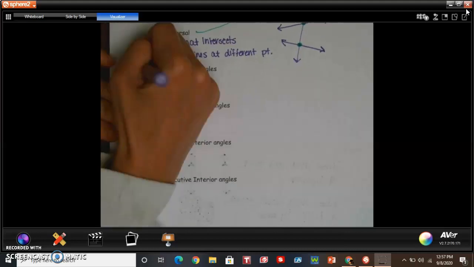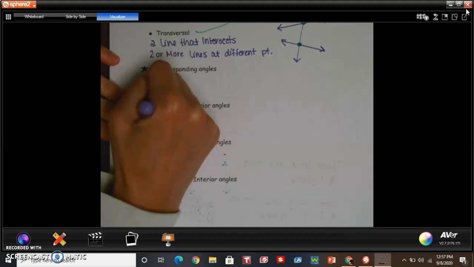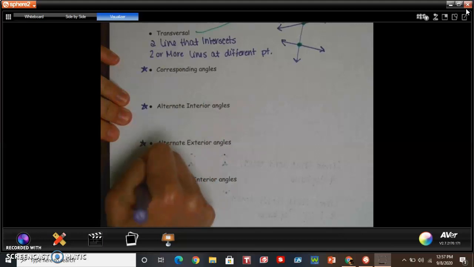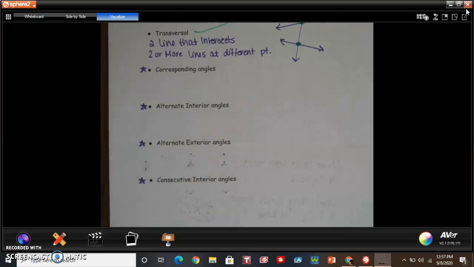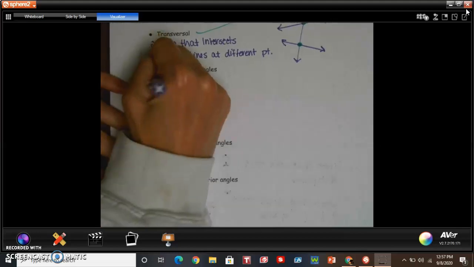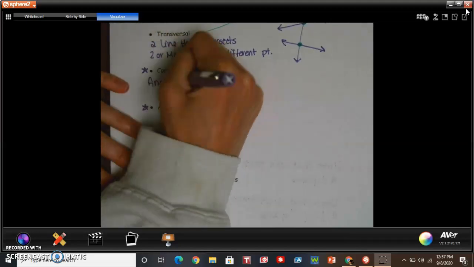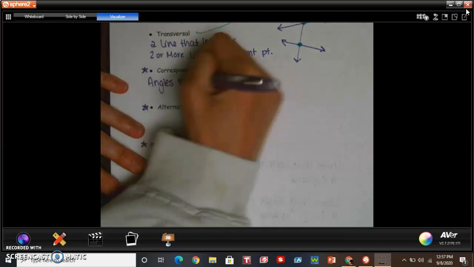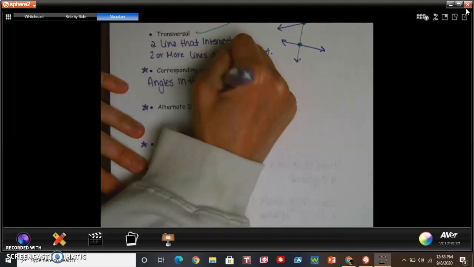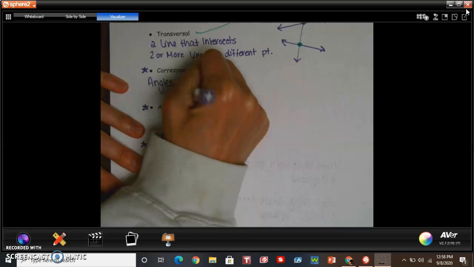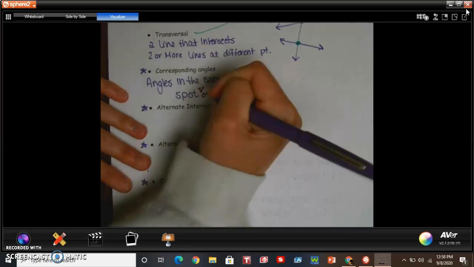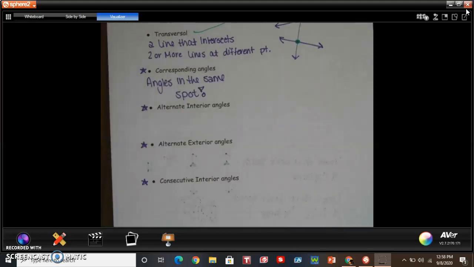These are the most important part of this unit. These 4 words right here. Okay, we have our corresponding angles. These are angles in the same spot. Okay, and you're going to be able to identify those with goal 2. This is just defining them right now.